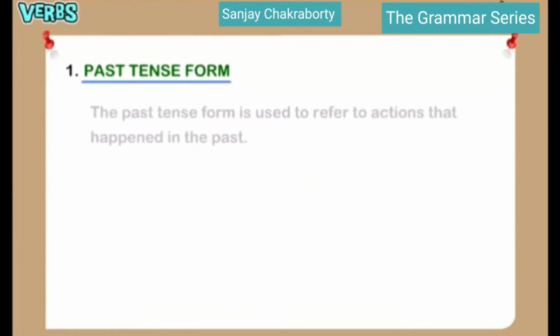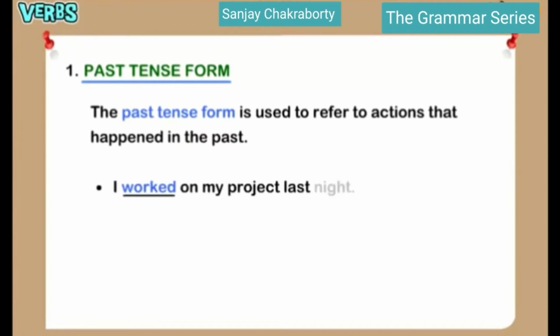Now let's talk about past tense. The past tense is used to refer to actions that happened in the past. An example could be, I worked on my project last night. Worked, with -ed, and last night refers to past time, right? More examples are listed here, which is not necessarily important, so I'm just skipping them. Like, I ate cereal for breakfast yesterday morning.